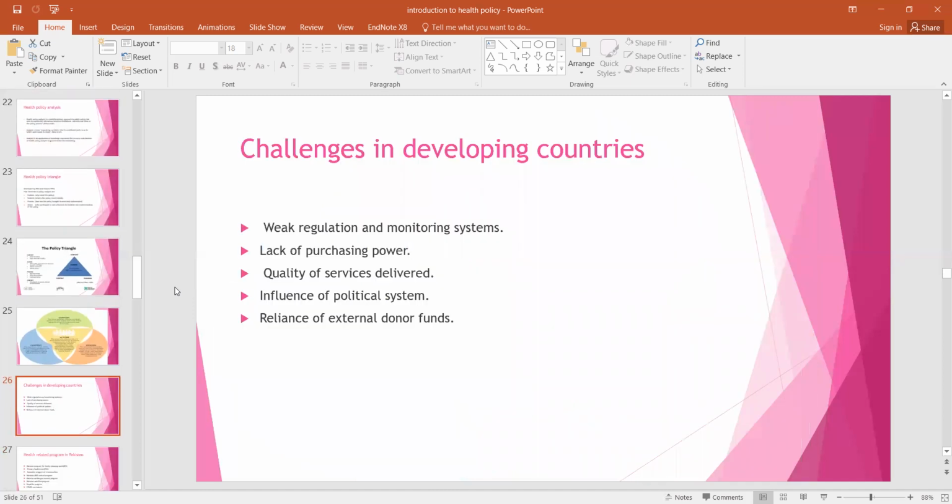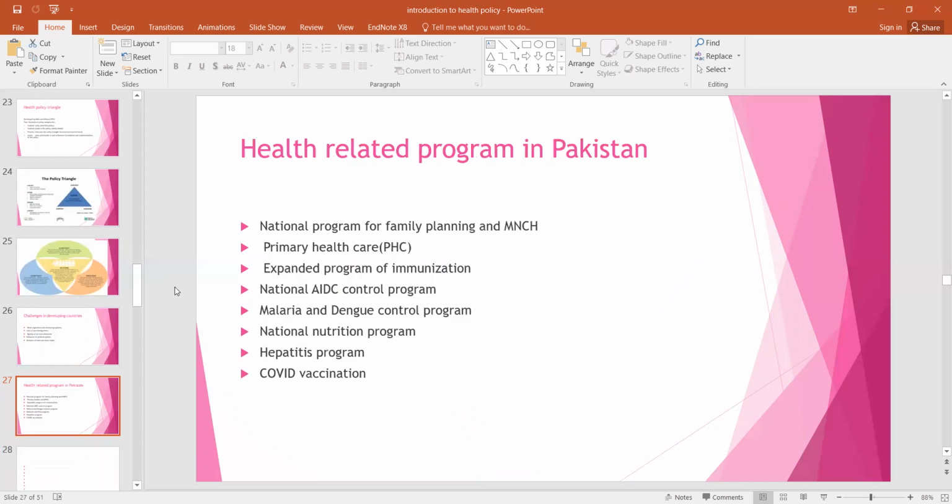What are the challenges which are faced in developing countries? In developing countries, most of the health policies are not as successful as in developed countries. So what are the challenges? There are weak regulation and monitoring systems, lack of purchasing power, inadequate quality of services delivered, more influence of the political system in health policies, and more reliance on external donor funds.